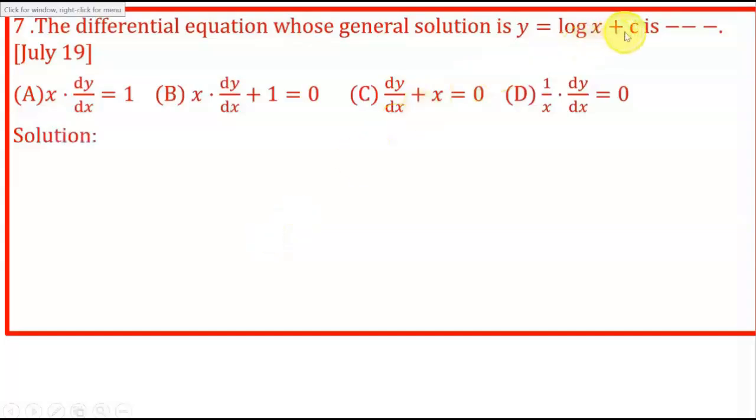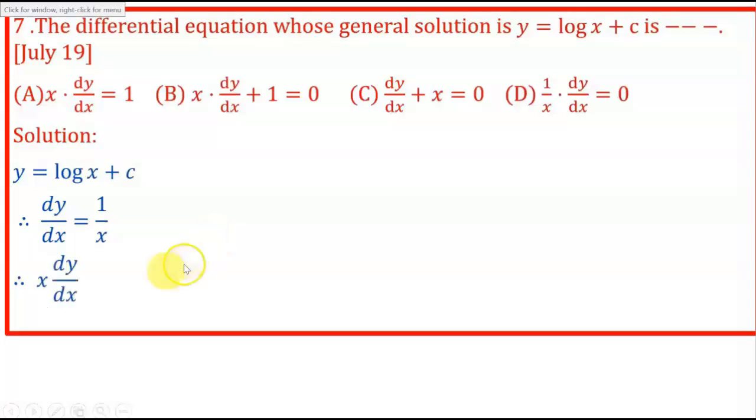Now here the arbitrary constant is 1. Therefore the order of this differential equation must be 1. Now see this here, y = log x + c. Differentiate this with respect to x. Derivative of log x is 1/x. Derivative of c is 0. Therefore, x dy/dx = 1. And hence here option A is correct.